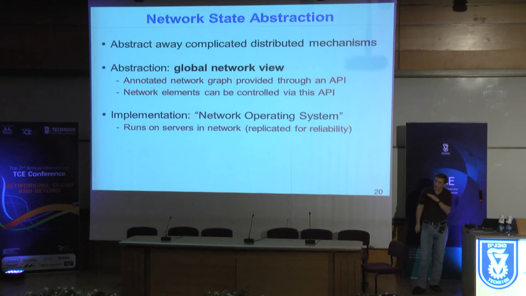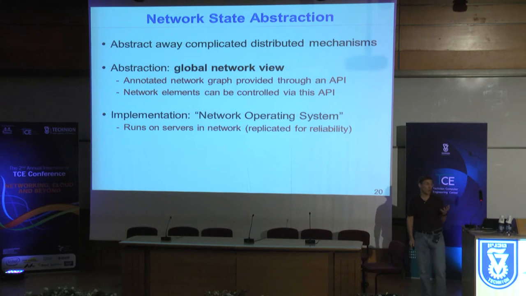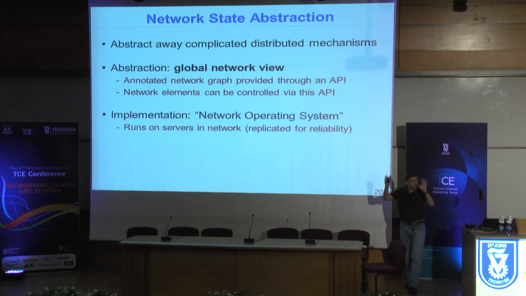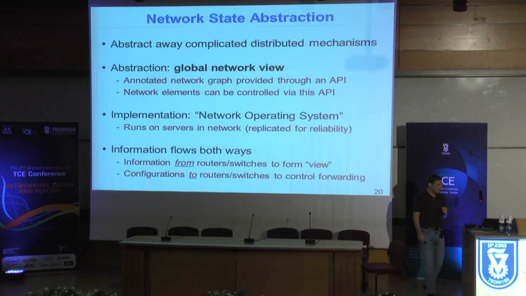The way it's implemented, and I'll describe this in a tiny bit more detail in the following slide, is something we call a network operating system. A network operating system runs on servers in the network. So you just put up some standard issue servers, they're running the software, it's replicated for reliability, and the information flows both ways. That is, these servers talk to all the switches, they get a map of the network, and then when they're told by the control program what they want the switches to do, they go and they tell the switches what to do.